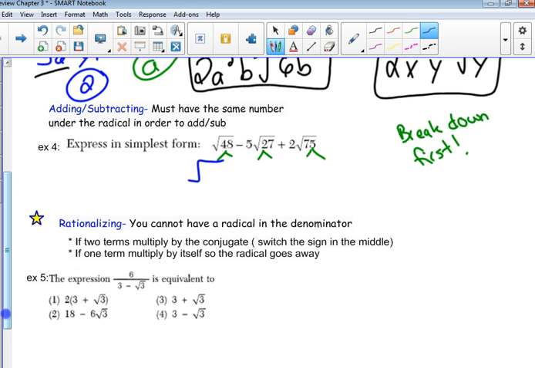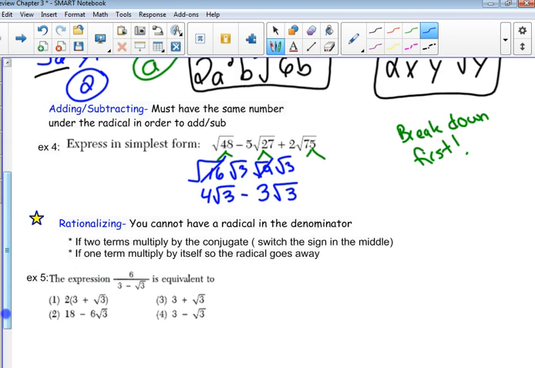Anybody think they know 48? Good job. So 16 can become a 4. Good. What about 27? Good job, I like it. 9 and 3. 9 becomes a 3.